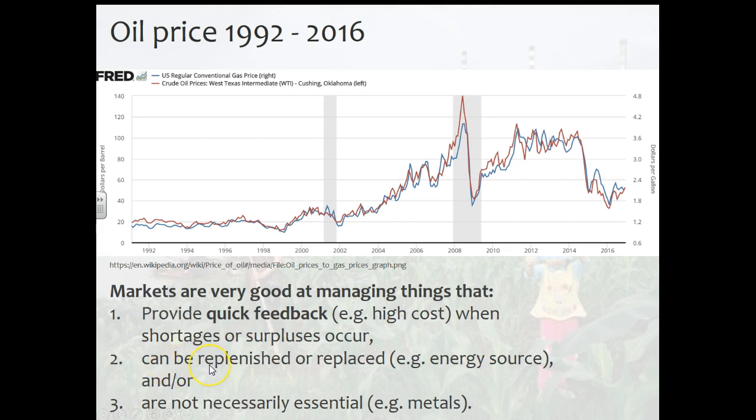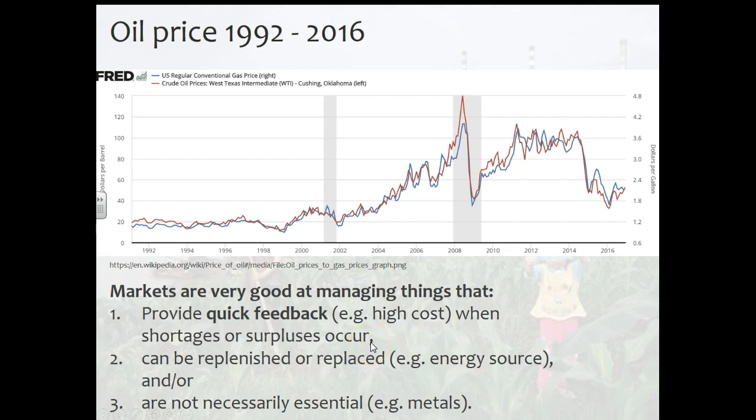Also it's important to note that the market is good at managing things that can be replenished or replaced. With copper, for example, as we use more copper, we find a substitute for it. Back in the 80s, we started using fiber optics instead of copper for wiring and so forth. If we can find a replacement for that source, the market's really good at finding replacements. Also, things that aren't necessarily essential, like if we run out of copper, I mean, it's not good, but humans don't need copper to survive in the quantities that we use it. So that's a really important take-home.